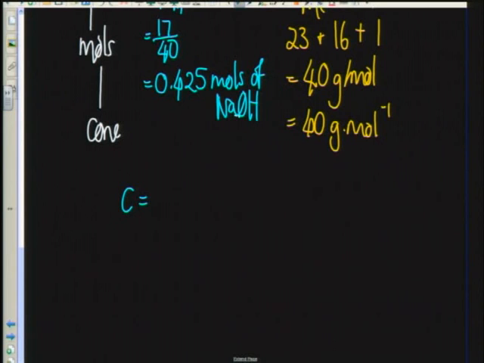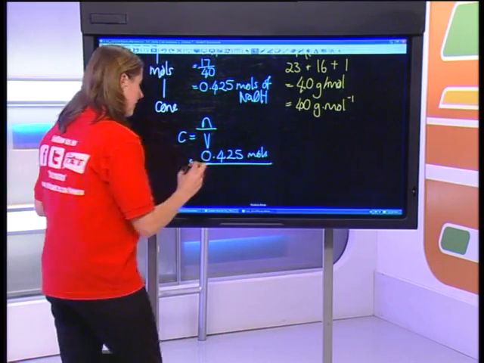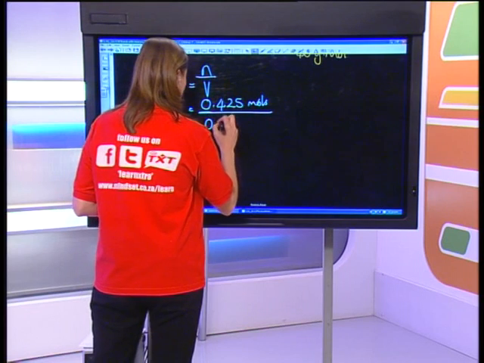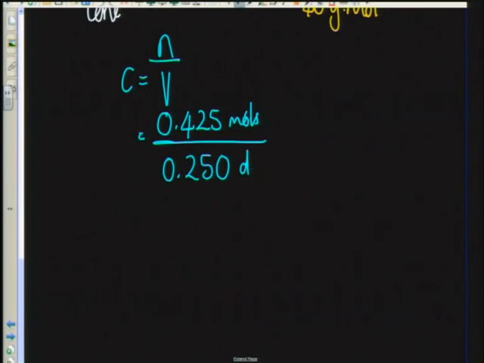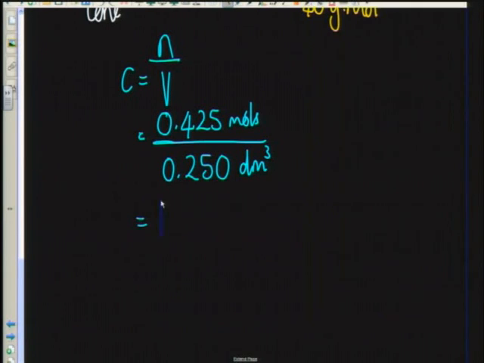Let's go. Concentration is equal to number of moles over volume. The number of moles, I worked that out, 0.425 moles, and that's divided by the volume. Watch out, we had to convert that volume, and the volume was 0.250 decimeters cubed, and we can get to our final answer divided by 0.250, and we get 1.7 moles per decimeter cubed. Okay.